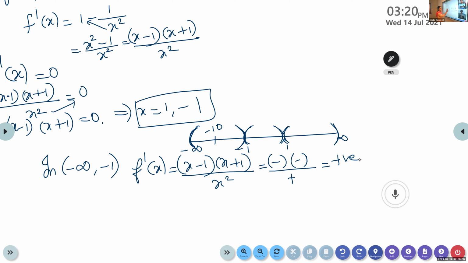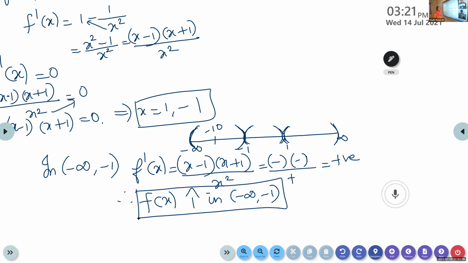In the first interval, you take any number and substitute in f dash of x and check whether it is positive or negative. So here we get that as positive. Therefore, we can say f of x is increasing in the interval minus infinity to minus 1. F dash of x is positive, so it is increasing.